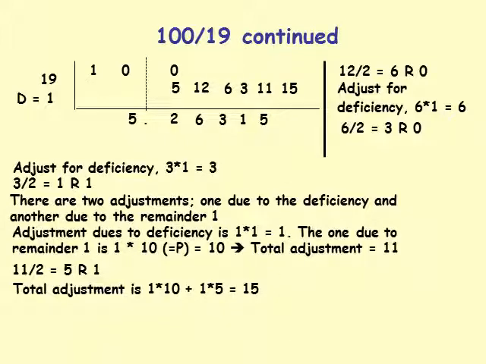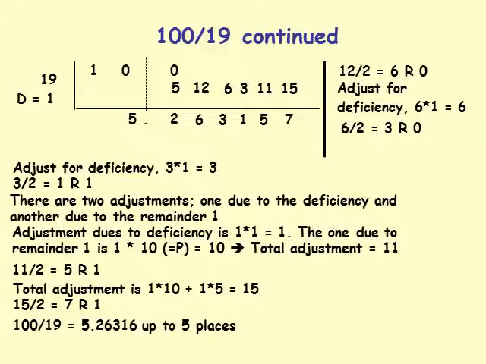We got 15 here. Now I have to add 15. We have 15 in this column, and I have to divide by 2. So 15 divided by 2 is 7, remainder 1. So I have so far 5.263157. Let's continue here.